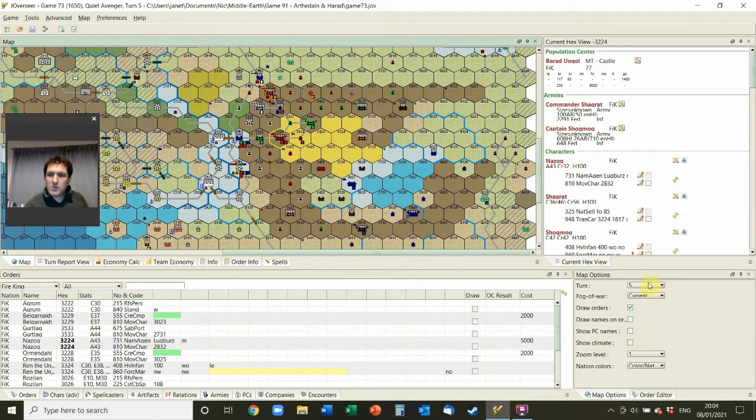The first one is which turn you're on. So you can click and you can look back. Now this will go up as far as the last turn. Oh, I've given it away. This game went to turn 46. Bit of a monster.